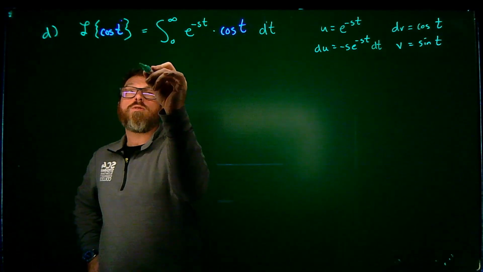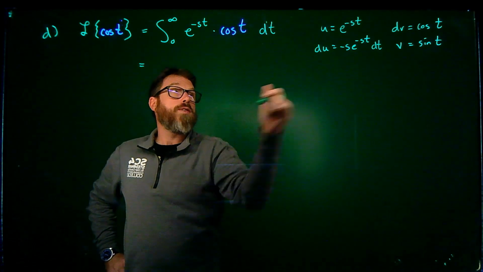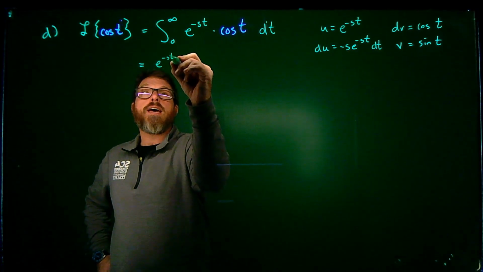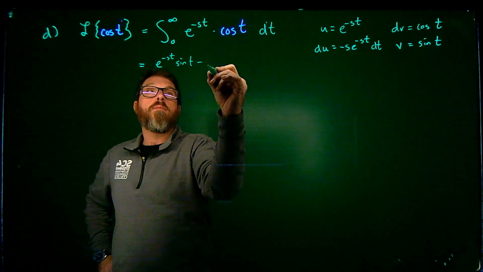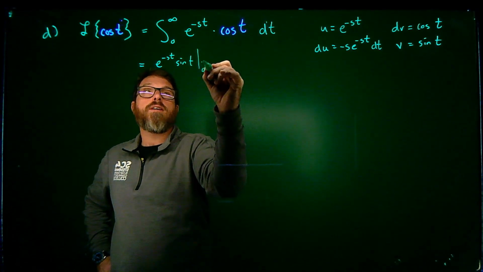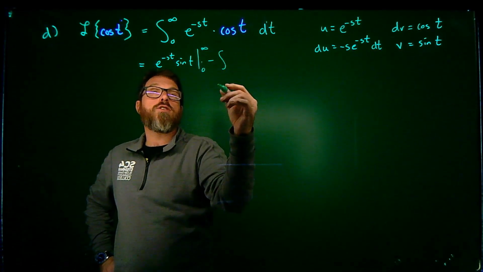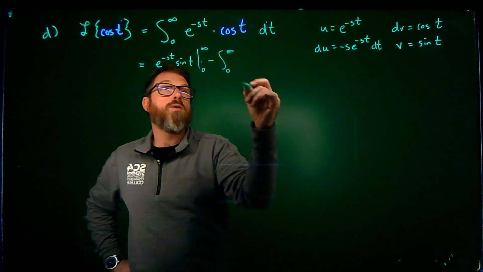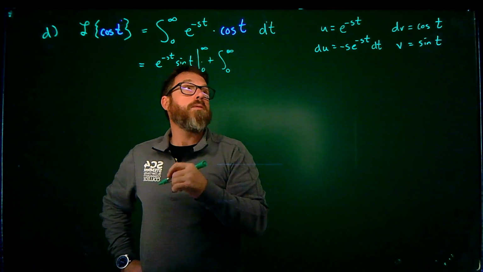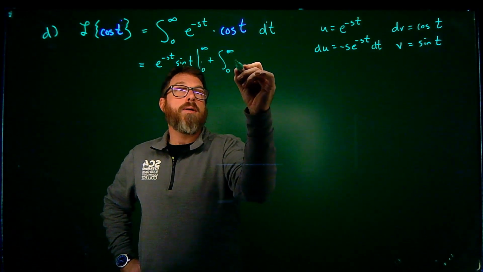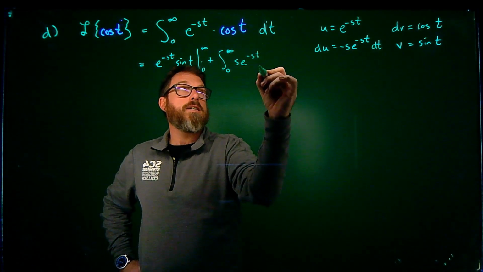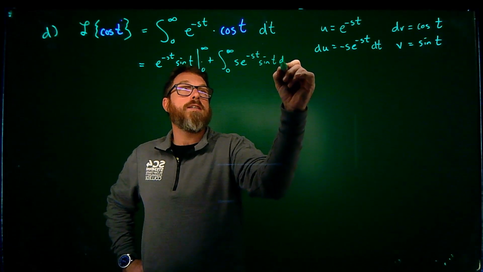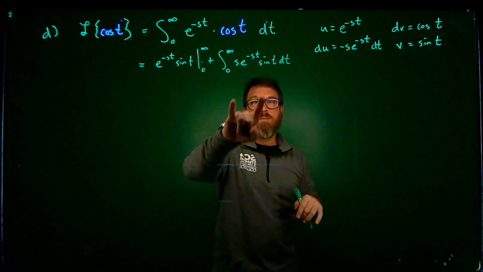So this now is going to be equal to uv, so e to the minus st sine of t, evaluated from 0 to infinity, minus the integral from 0 to infinity of v du. So this minus sign is going to make that plus. And now I have s e to the minus st sine of t dt. And what we can see is, dang it, we got to do it again, right?